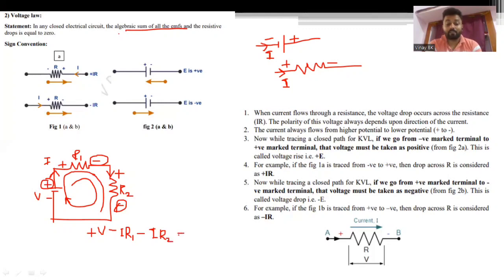This is for 8 marks. If you're still having confusions, just remember in sentences: write the statement of KCL, sign convention, take an example and explain. Then the statement of KVL, sign convention, and take this simple example and explain it for 8 marks. Okay, I hope you understand this. So next we'll go for the second question.